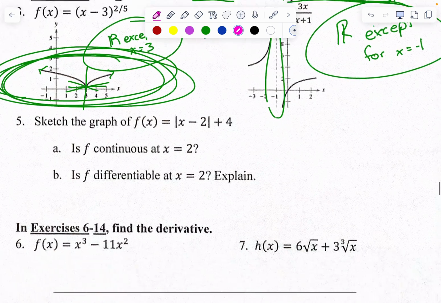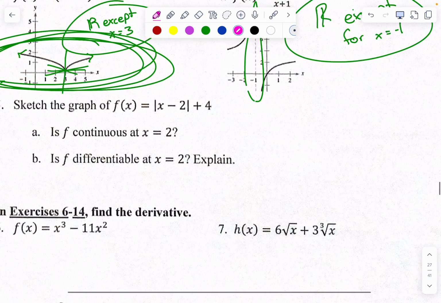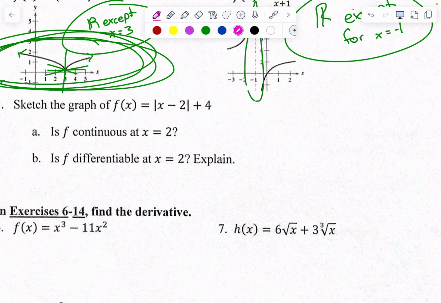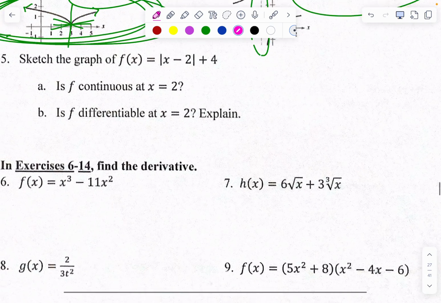Okay, let's do 5 and then maybe, I don't know, what time do we get out of here? We got a lot of time. Yes, we do. People are gone, there are going to be missing people, but don't worry about the missing people. We get out of here.